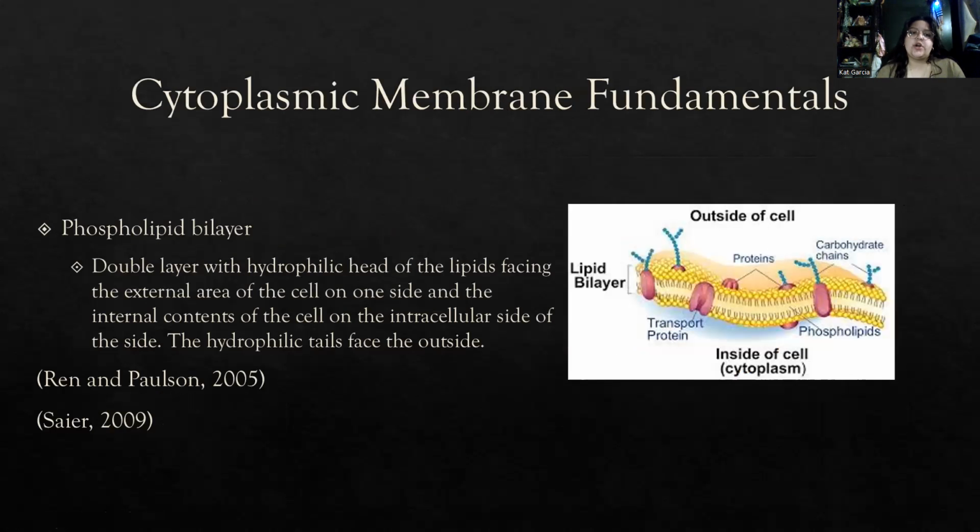Okay, so going into the cytoplasmic membrane, this is the fundamental information. It is a phospholipid bilayer. As you can see in this picture, it's a little blurry, but you can see that there are two layers, so that's why it's called the lipid bilayer, and these lipids are here. So this double layer has hydrophilic heads of the lipids, which are these little balls you can see, facing the external area as well as the intracellular area.